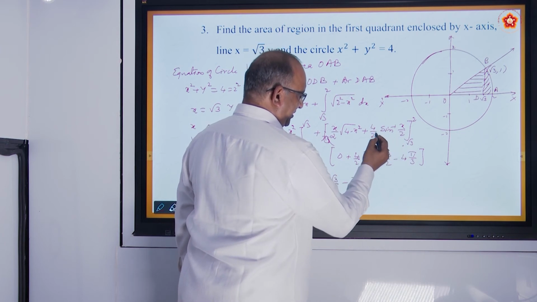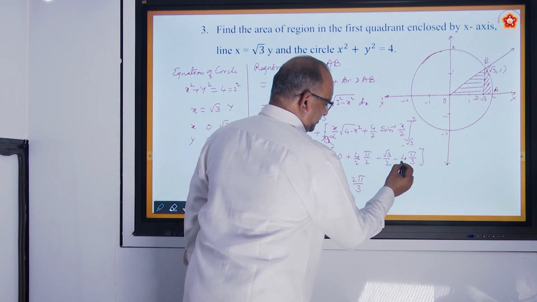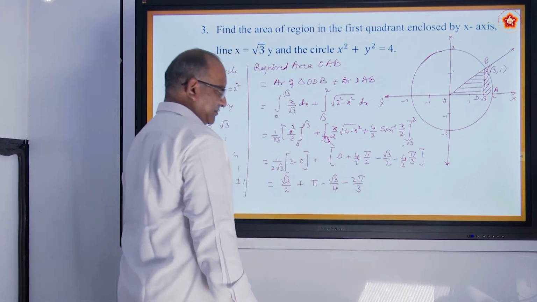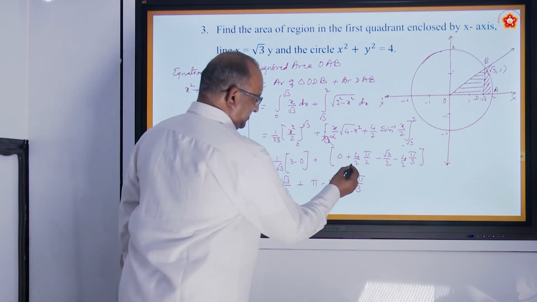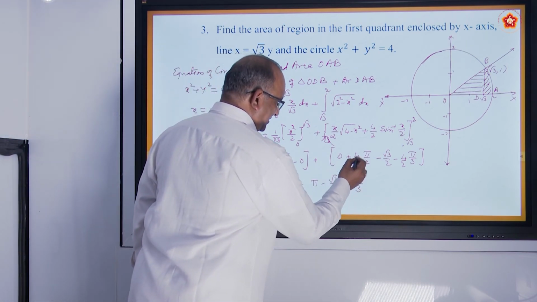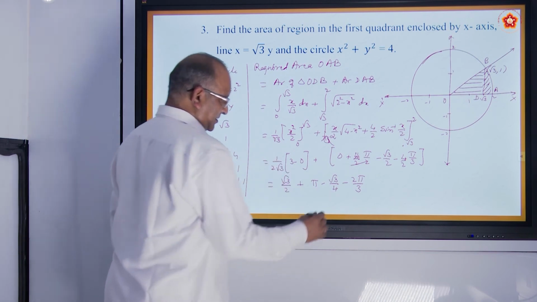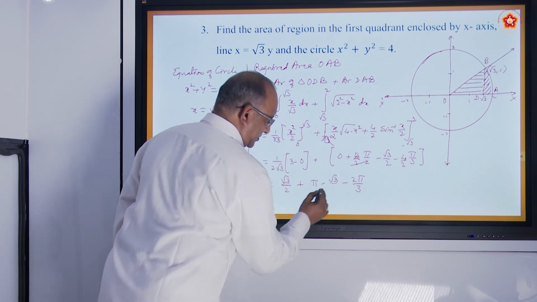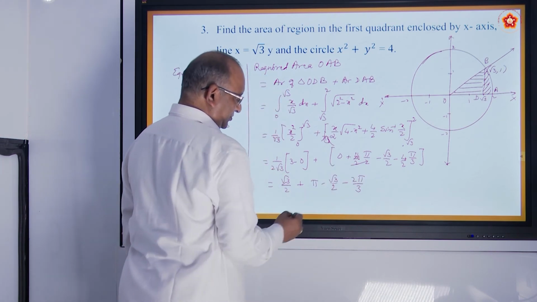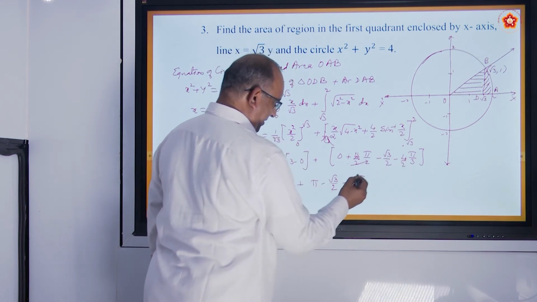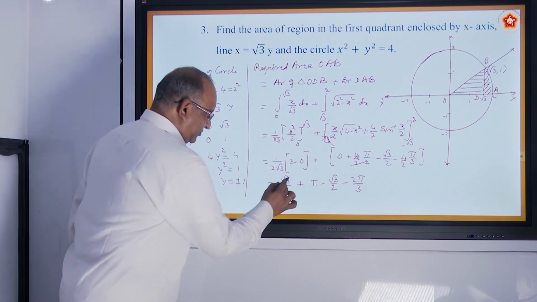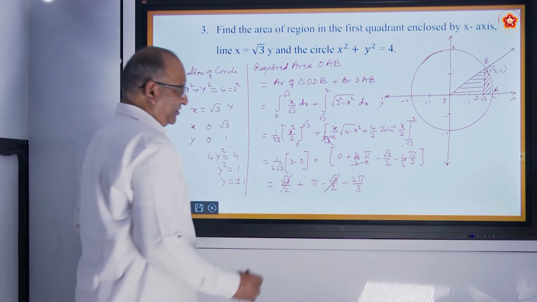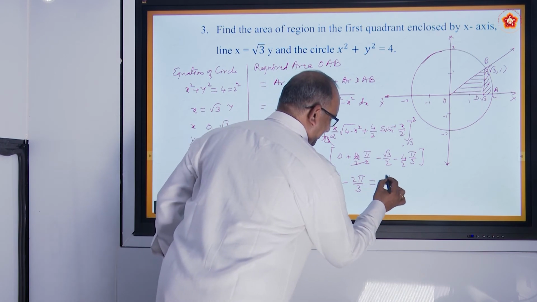And when we substitute here, you will get 4 by 2, sine inverse root 3 by 2 is pi by 3. So if you simplify, you get these 2 and 2 cancel, so you get pi, that is correct, minus root 3 by 2, and here what you are going to get, 2 pi by 3, correct. So plus root 3 by 2 minus root 3 by 2 will get cancelled, pi minus 2 pi by 3, you will get the answer pi by 3.